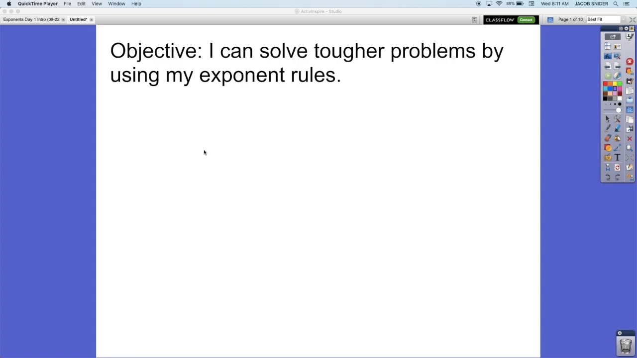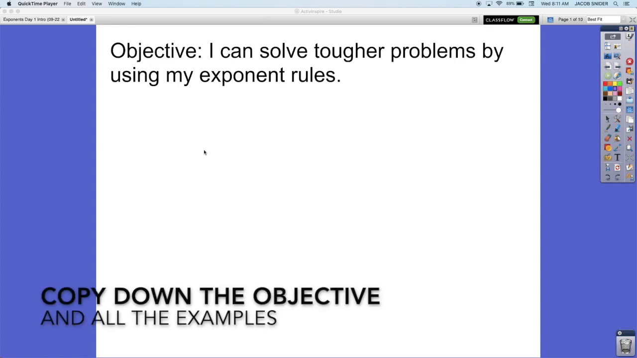All right, here's our objective for the day. I can solve tougher problems by using my exponent rules. Go ahead and get that down.